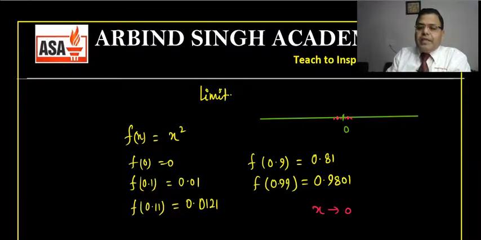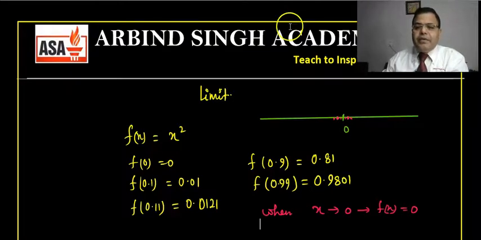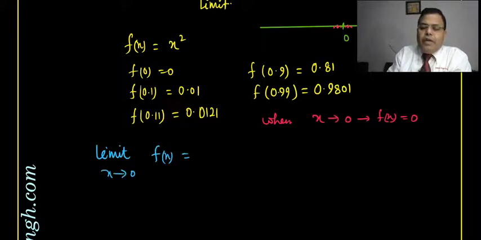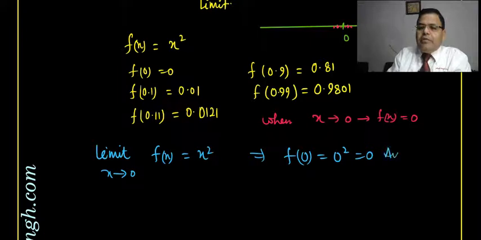When x approaches 0, the value of f(x) is also 0. It means we will put 0 in place of x. That is described in this way: limit x tends to 0, f(x) is equal to x square tends to 0, because in place of x, we will put 0. So the value of f(x) is 0. Wherever there is an x, we will put it equal to 0. That means at x equal to 0, 0 square, which is 0, and this will be the answer.